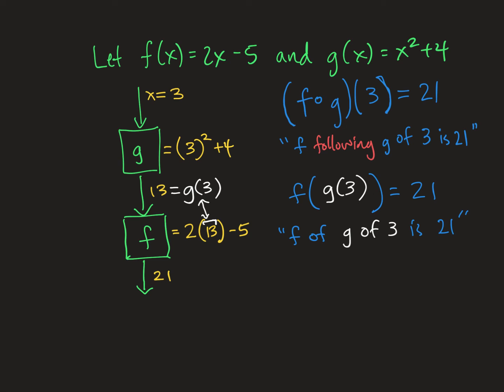Now, what I also want to point out about these two very similar but different enough notations is look at the important characters. F, G, 3, 21. What order do those characters appear down here? F, G, 3, 21. Notice they follow in the same order. It just looks like we shuffled some parentheses around and stuff, okay?